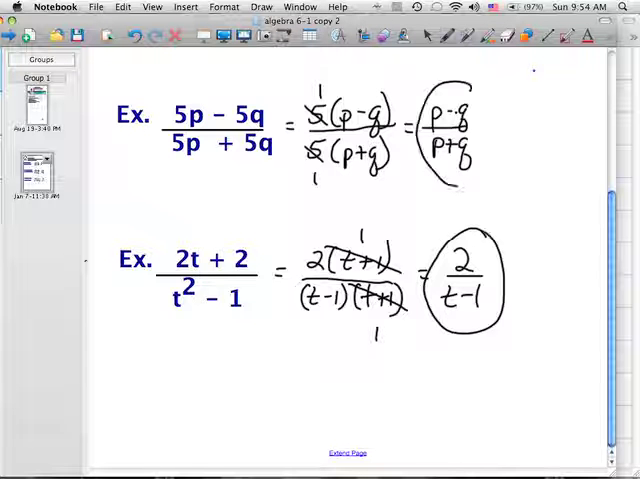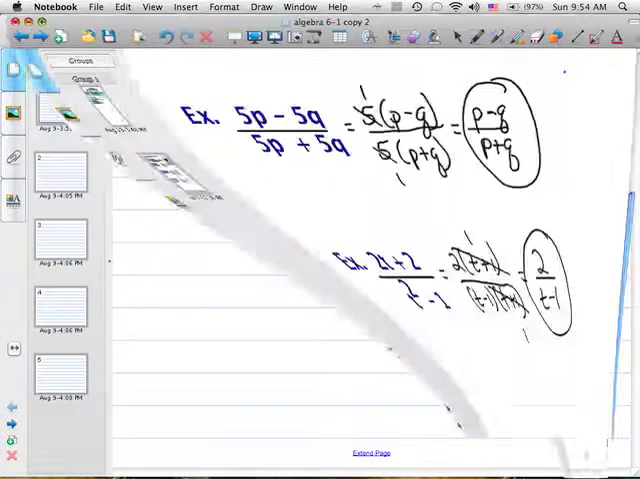The biggest thing to remember is you cannot cancel unless there's products or unless it's inside the parentheses that is identical. We're ready to do the assignment.